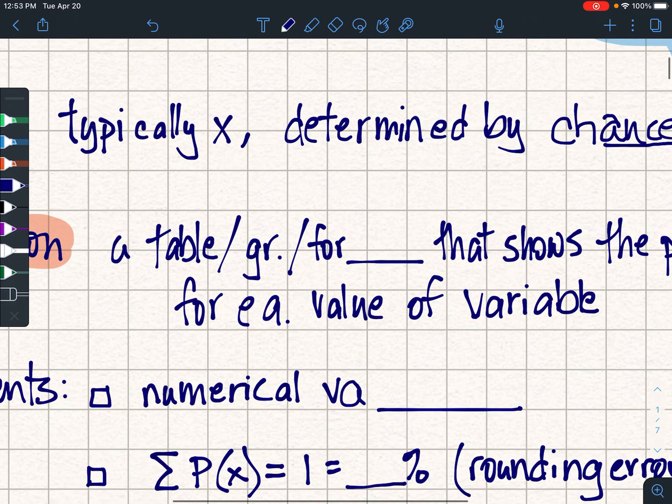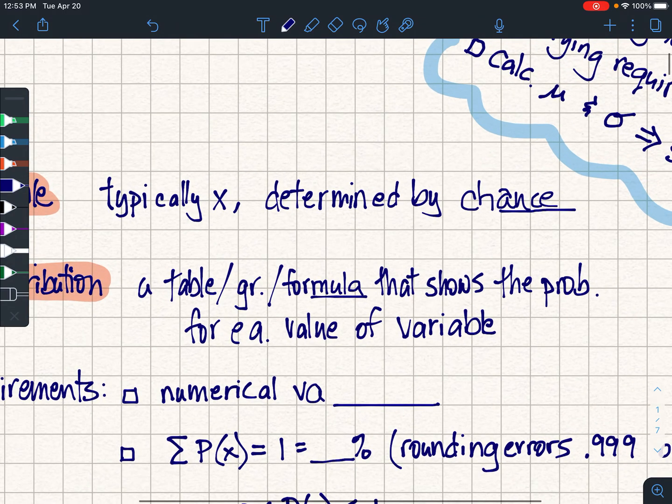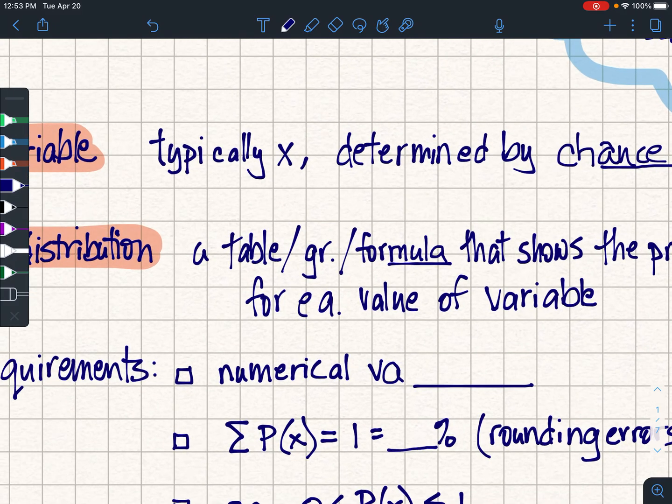What does a probability distribution look like? Well, it can come to us in three different ways, either a table, a graph, or a formula. And you need to be able to use all three of them. There are formulas that spin off of distributions as well. And it shows the probability for each value of the variable. More on that in just a moment. Again, that would be the value of the random variable.